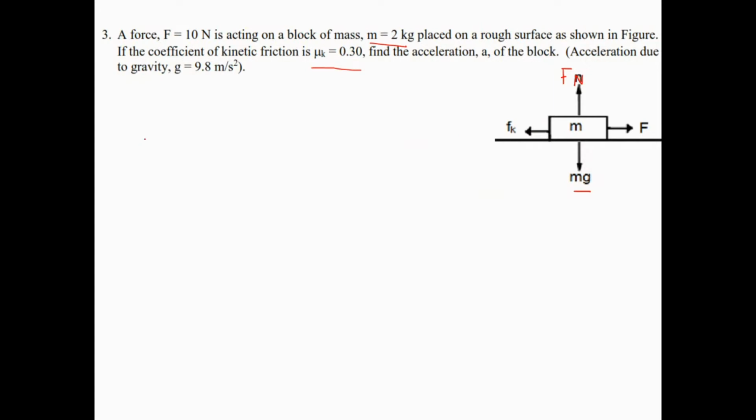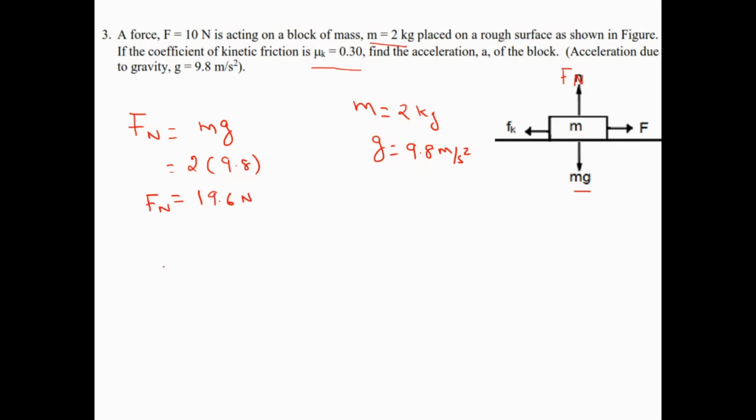If you want to find the normal force, my upward force is equal to the downward force. So the normal force is nothing but mass multiplied by the acceleration due to gravity. What's the mass of the block? The mass of the block is 2 kilogram, and the g value is 9.8 meter per second square. So 2 multiplied by 9.8 gives you 19.6 Newton. So this is our normal force.